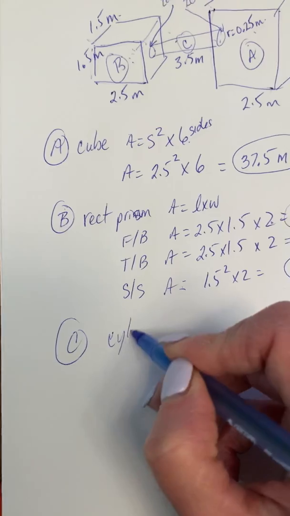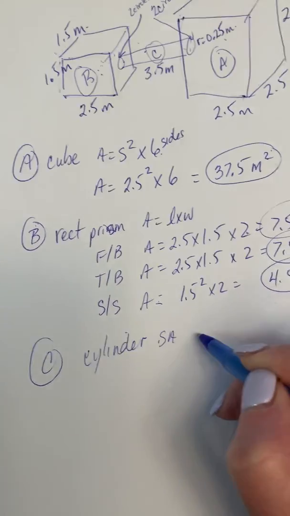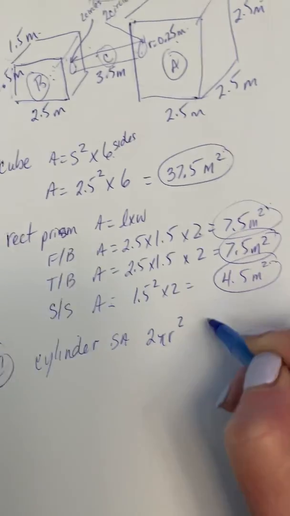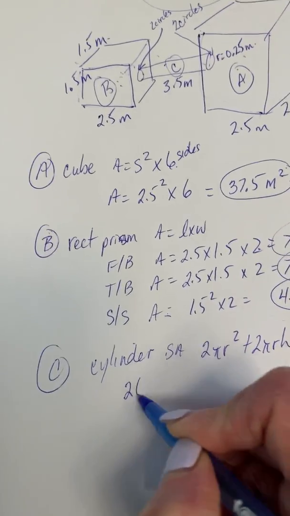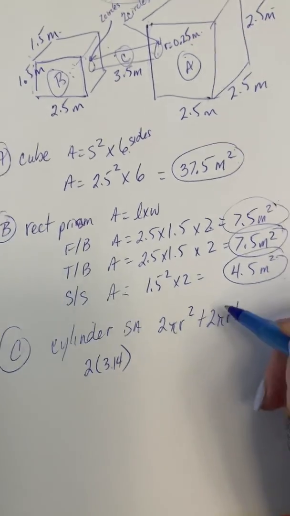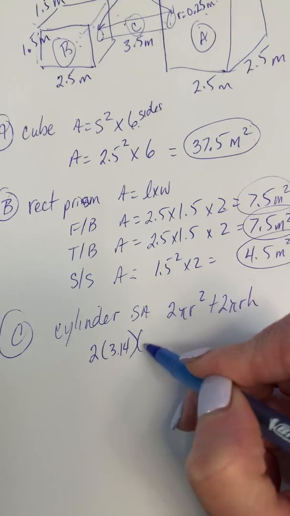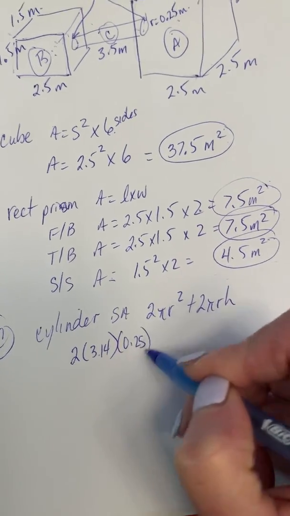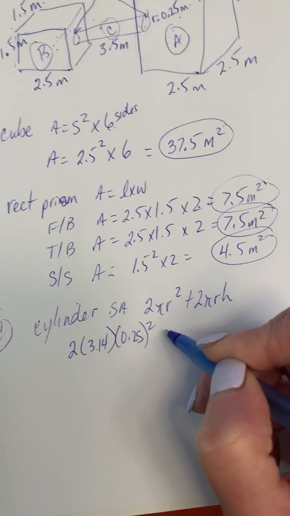C is my cylinder. And I remember that the surface area of a cylinder is 2 pi r squared plus 2 pi rh. So I'm going to plug that in. 2 times 3.14/100ths is what I use for pi, but you can use the pi button on your calculator. Remember, we determined that the radius was half of the diameter, so we're going to square 25/100ths.